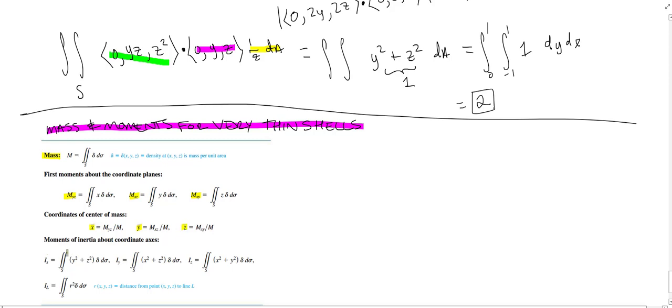And then we have second moments, or moments of inertia, so the second moment about the x-axis, y-axis, z-axis, and then about a line L. And for this one, just note that r represents the distance from a point to the line. We have seen these in the past, and the new part is that before, we used to have our volume differential, and now we're replacing that pretty much with our surface area differential d sigma.